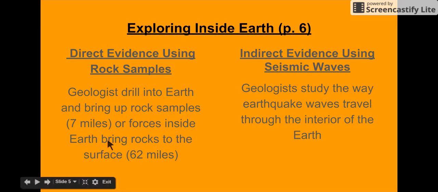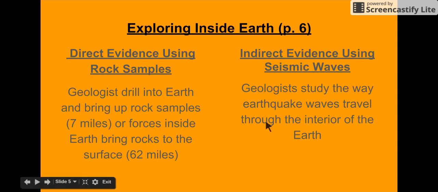In terms of bringing up rock samples, I should say, forces inside of the Earth also bring rocks up to the surface. We're going to learn what those forces are. It has to do with earthquakes and faults. But the Earth itself can actually bring up rocks that are buried as deep as 62 miles down. And then once those are brought up to the surface, we can then study them.